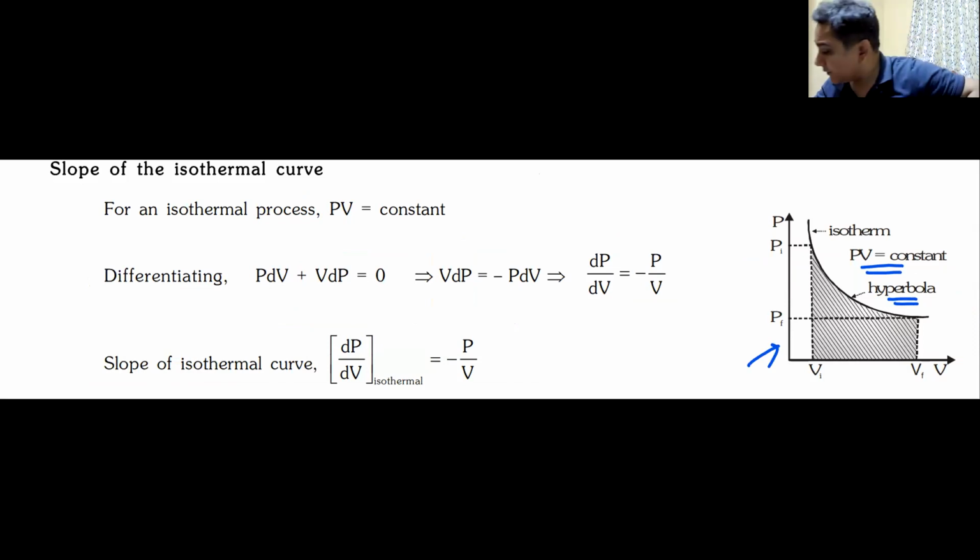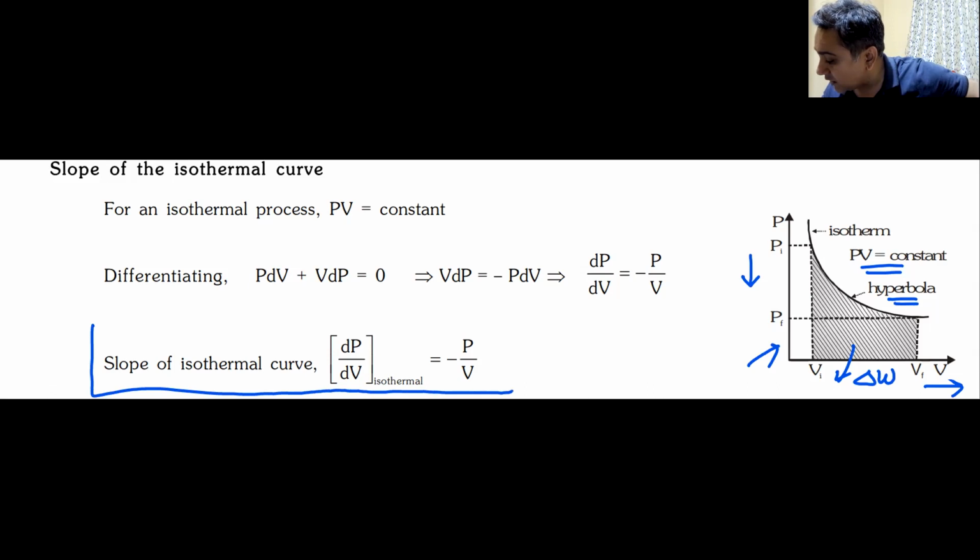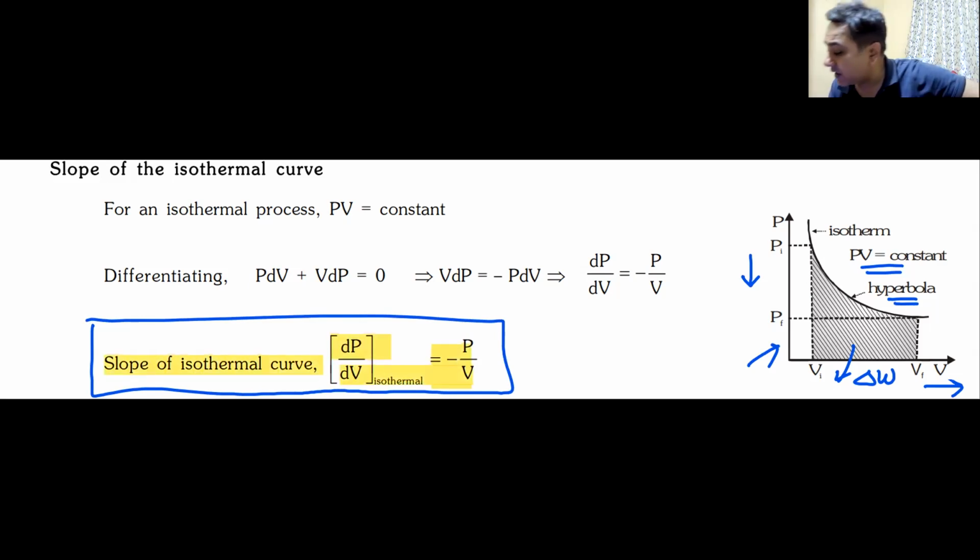You have to draw this graph. The area under this graph will give you the work done. Do we understand this? When volume is increasing, pressure is decreasing. Do we understand this? And the slope of this PV graph is minus P by V. Don't forget it ever in your life. The slope of this isothermal PV graph is minus P by V.